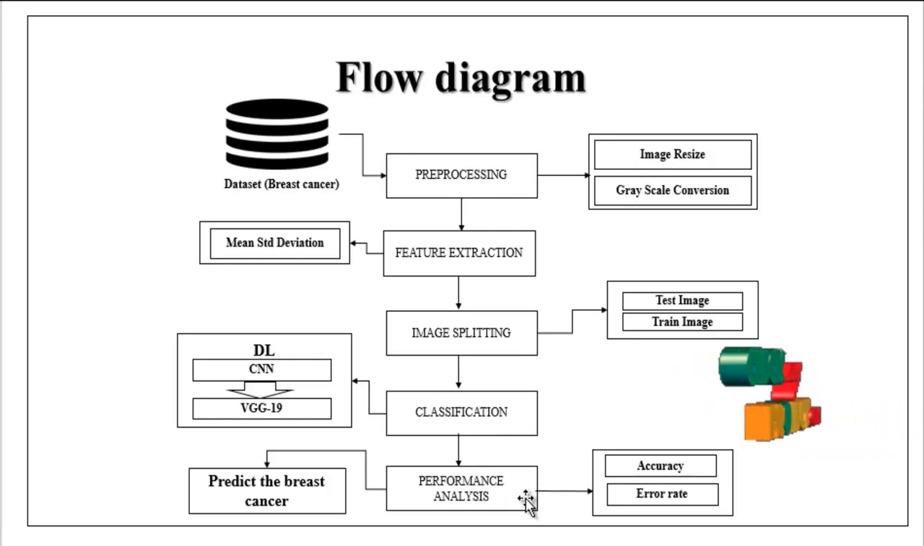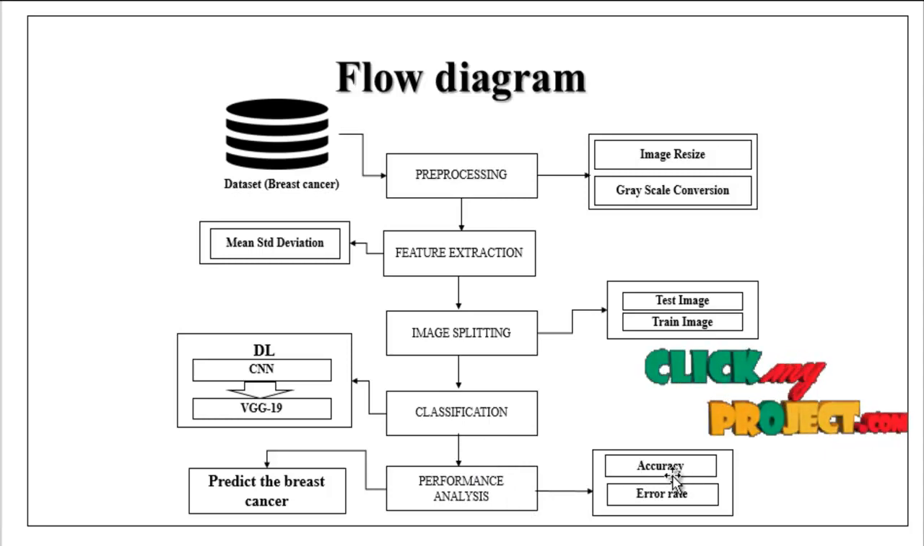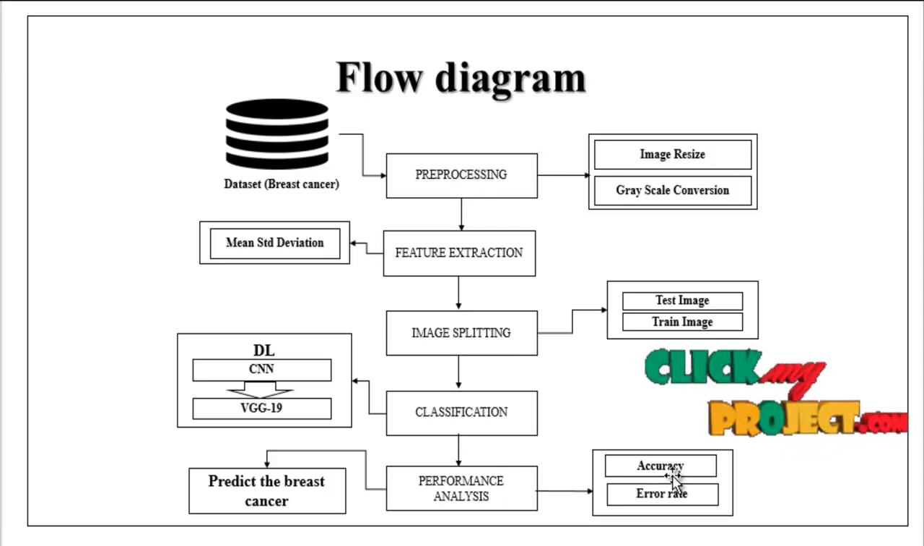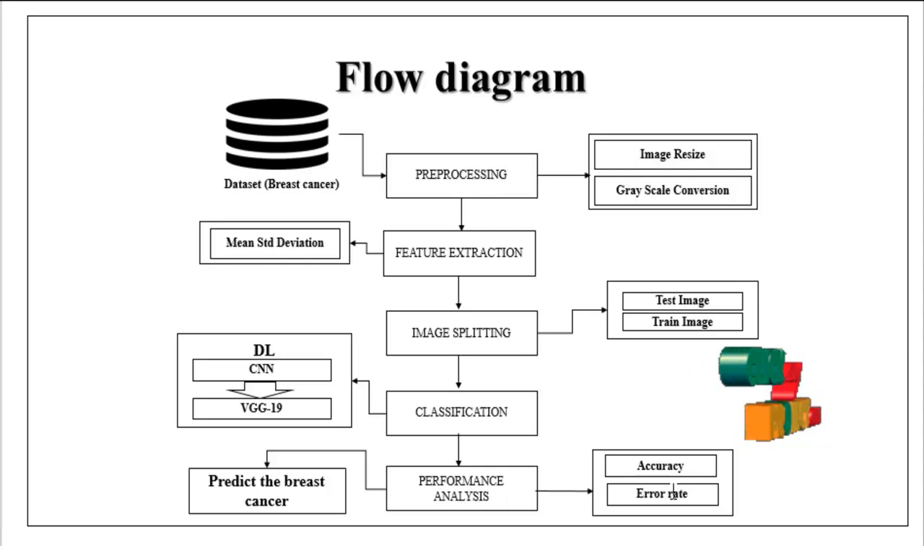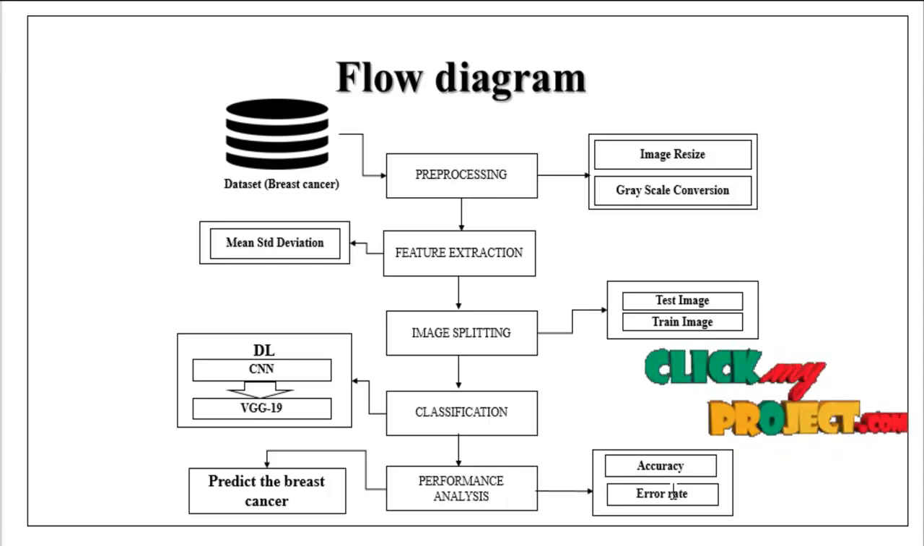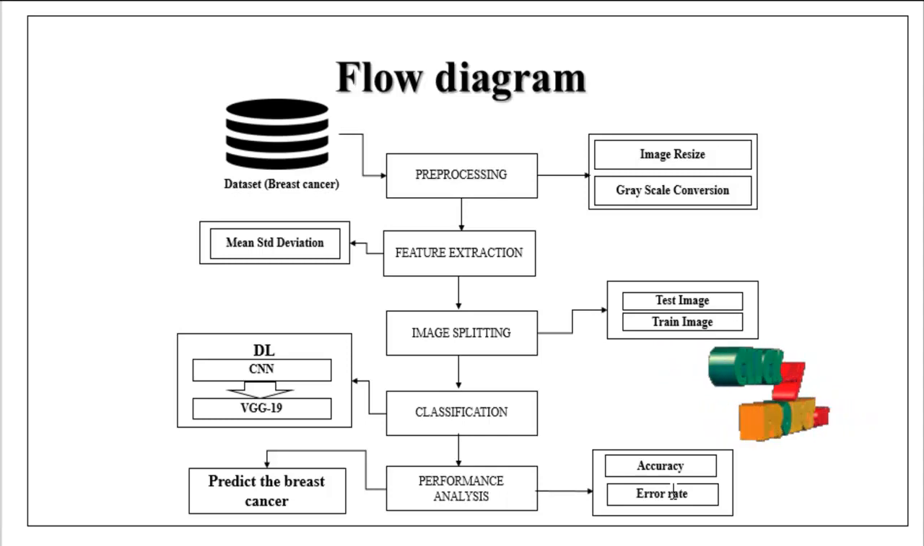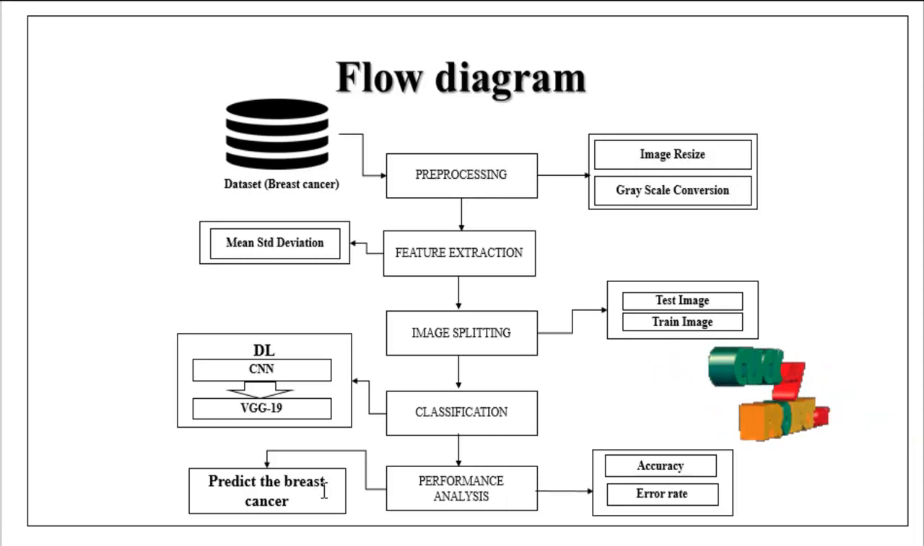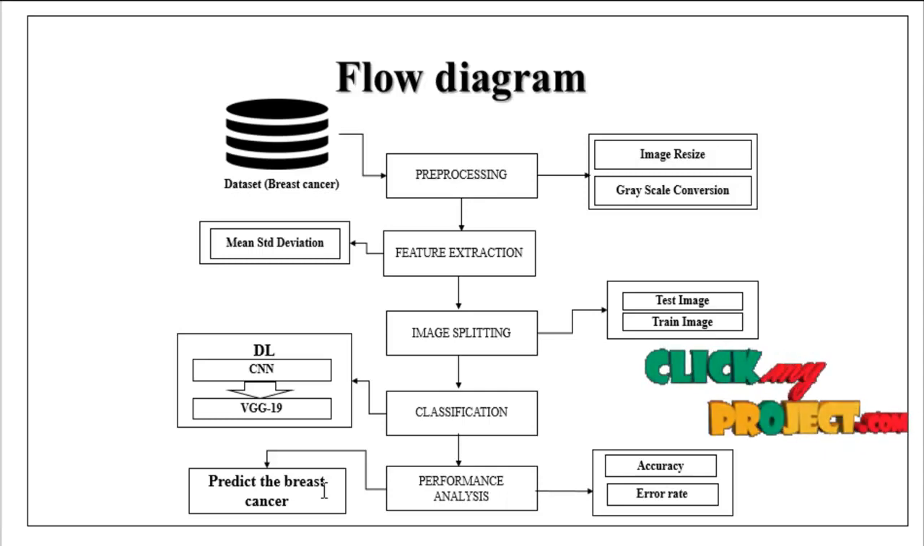First, we need to estimate some performance such as accuracy. Accuracy is an overall prediction of how accurately our model predicts, in terms of percentage. Then error rate. Error rate is the misclassification, how our model misclassifies the data in terms of percentage. Then finally we can predict whether the particular input image is affected by breast cancer or not. This is the flow of our project.